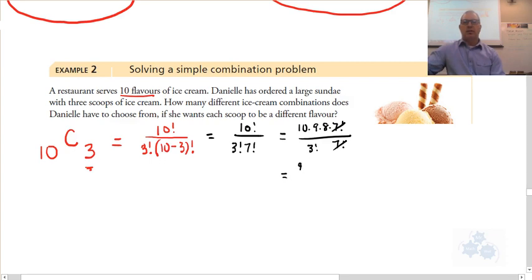So 10 times 9 is 90 times 8 over 6. What's 9 times 8? That's 72. So that's 720 over 6. And what's 720 divided by 6? Well, it's going to be 100. 6 times 100 gives us 600. And then what's 6 times what gives us 120?